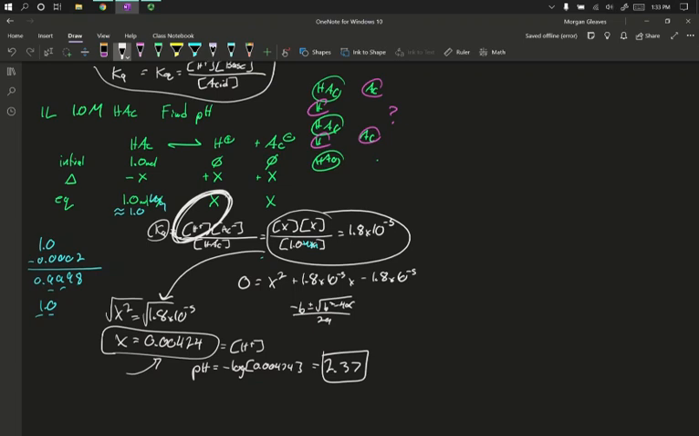When it comes to weak acids and bases, we must use our equilibrium calculation to solve our H plus concentration to find our pH. We cannot simply use stoichiometry to find out how much H plus there is.